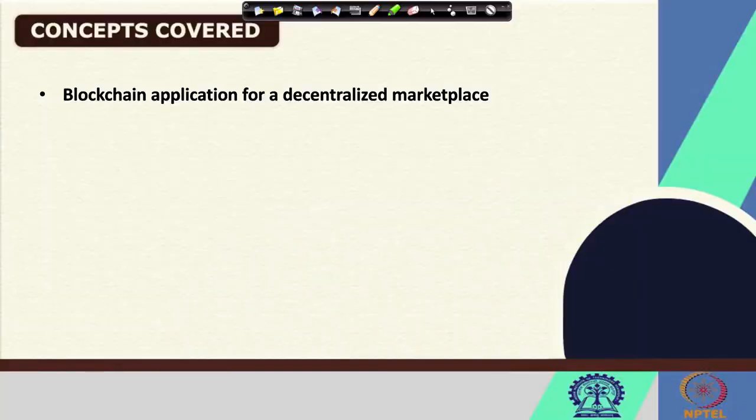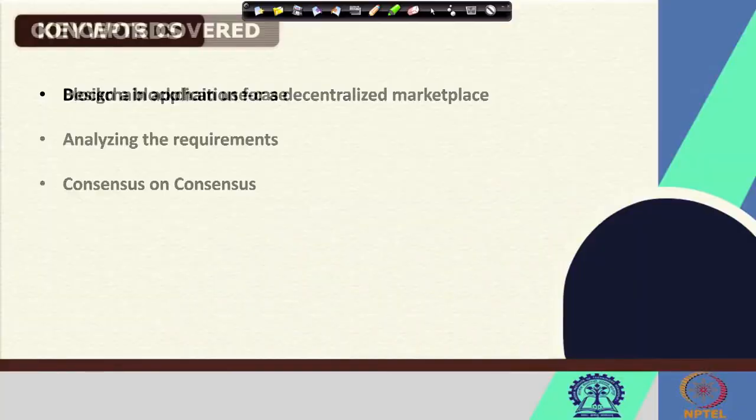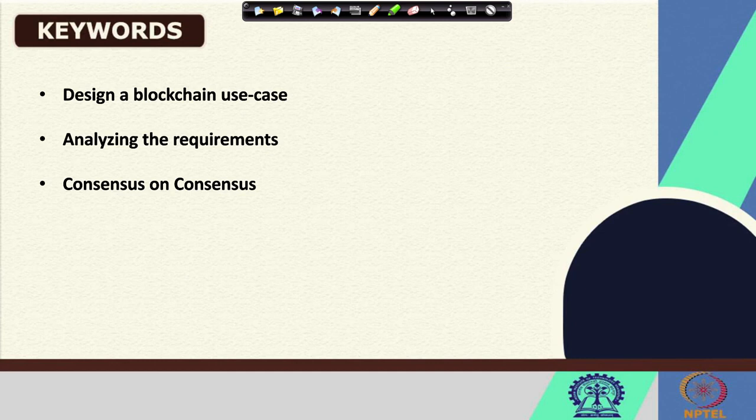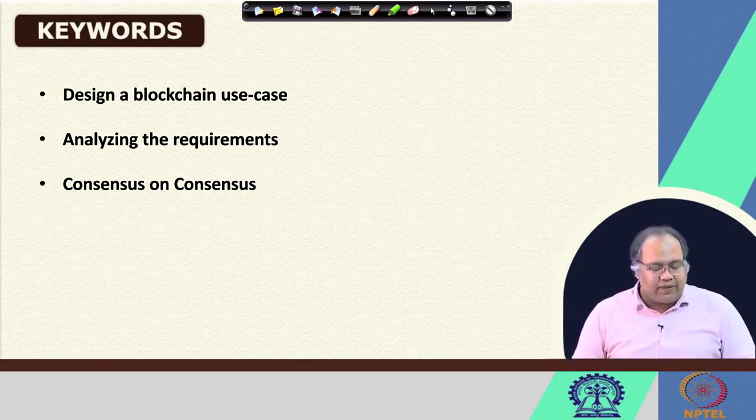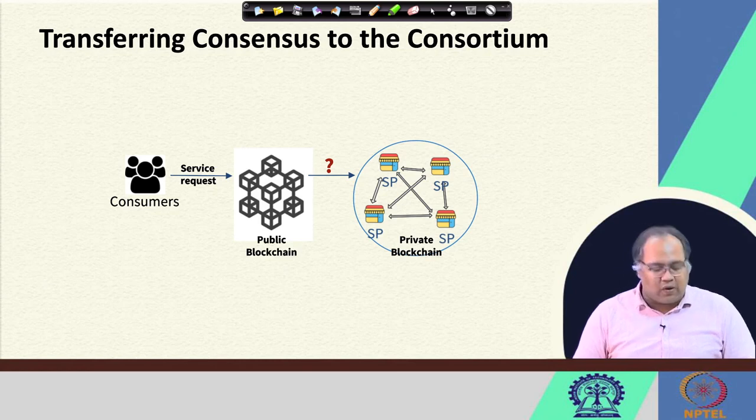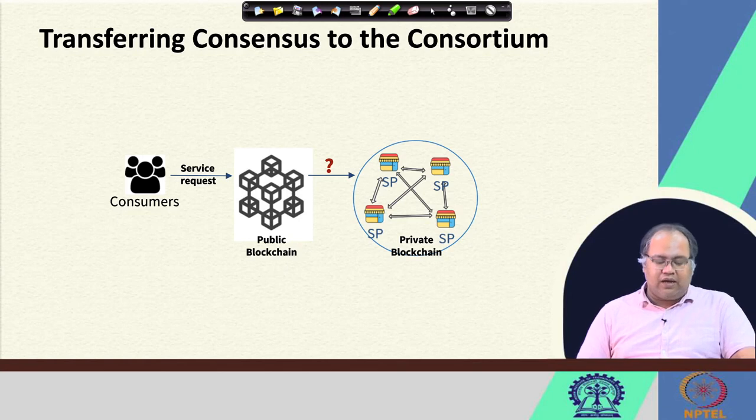We will continue with the topic where we stopped in the last lecture. The concepts covered and the keywords are pretty much similar to the last lecture. In the last lecture we were talking about these two particular problems. We understood that we can model the consumer with the help of a public blockchain and the service providers with the help of a private blockchain, but the requirement is that the consensus information needs to be transferred from the public blockchain to the private blockchain.